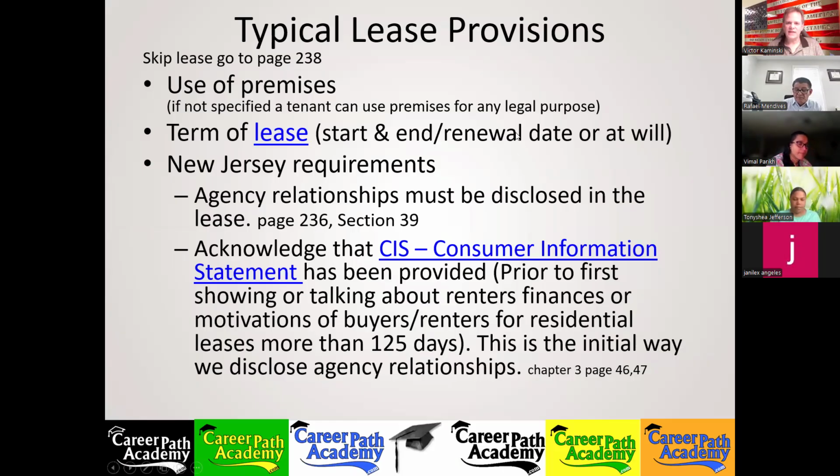They could change a use at any time. This is why commercial leases usually specifically state what use it can or cannot, or both can and cannot be used for.